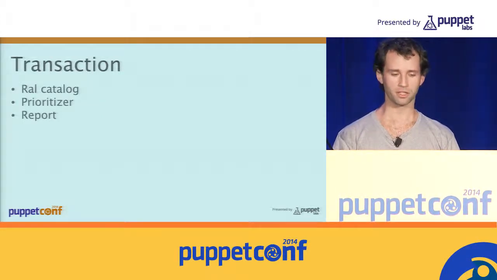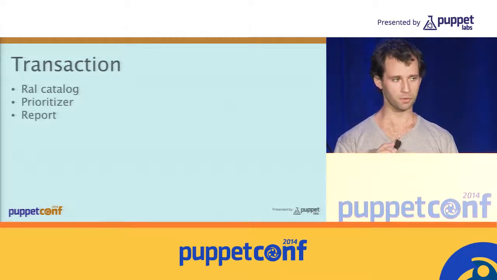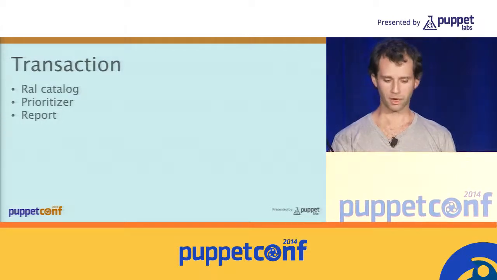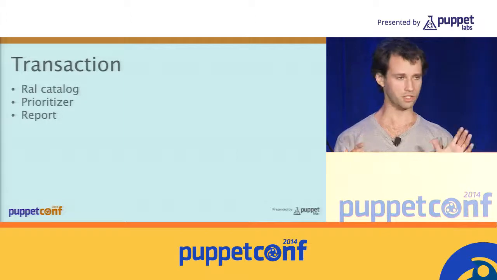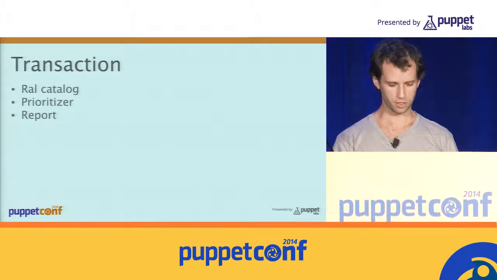What I do know is that the Puppet transaction class receives a RAL catalog that we were just talking about. That's the catalog full of live resources. It also receives a prioritizer. Now, that's how we implemented things like manifest ordering. It just decides, given equal weight of 2 given resources, which one goes first. And it also receives a report that it can log to.